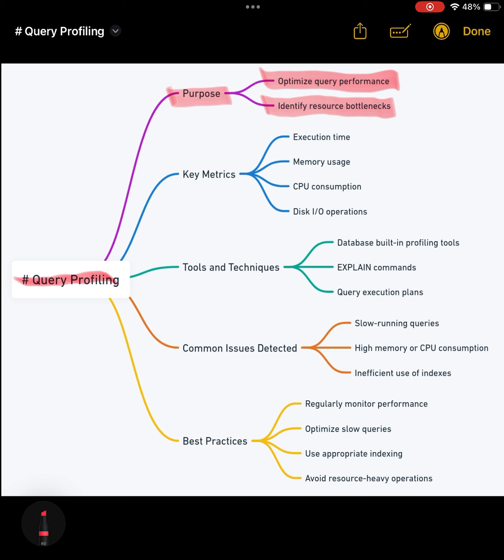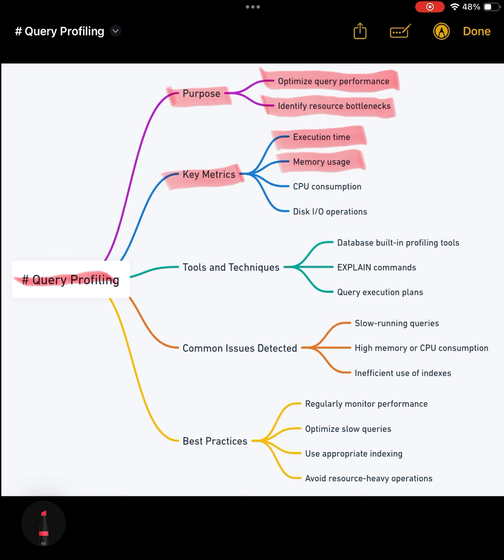2. Key metrics. Query profiling involves monitoring various metrics that indicate how a query affects the system. Execution time measures the time taken for a query to complete. Long execution times can indicate poorly optimized queries or inefficient data retrieval methods. Memory usage monitors the amount of memory consumed during query execution. High memory consumption may suggest large data sets being processed, suboptimal joins, or poor indexing strategies.